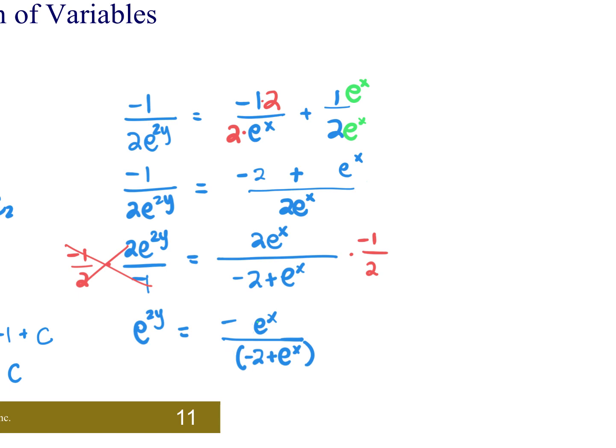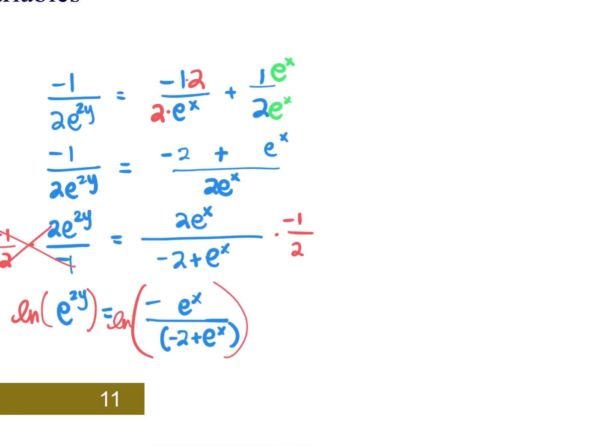All right, we're almost there. What's the next algebraic step if getting y is the goal? Getting y alone is the goal. Yeah, I got to apply a natural log, but make sure you do it to the whole quantity. So that would be a natural log applied to the quantity, and then on the other side around parentheses also you're going to be applying a natural log. So that's going to leave me with 2y is equal to the natural log of the whole quantity of negative e to the x over negative 2 plus e to the x.